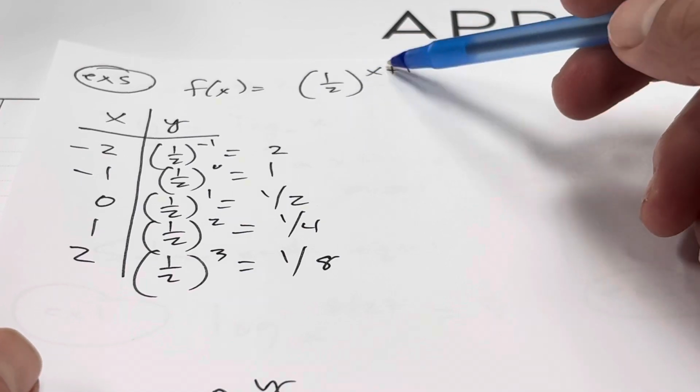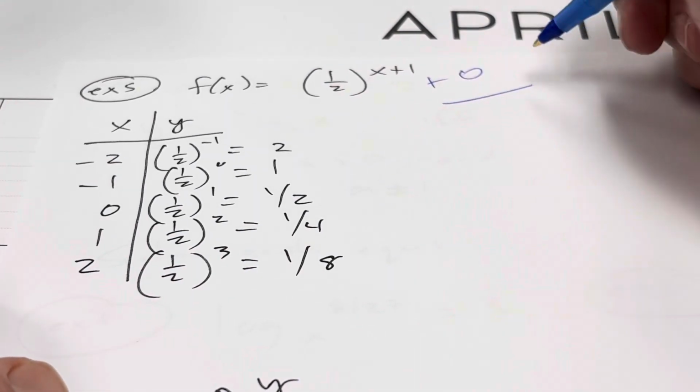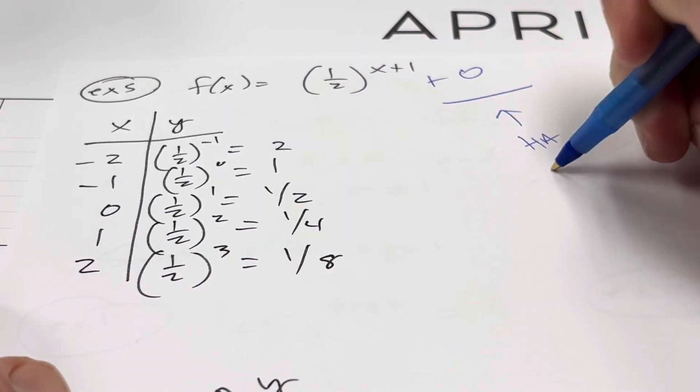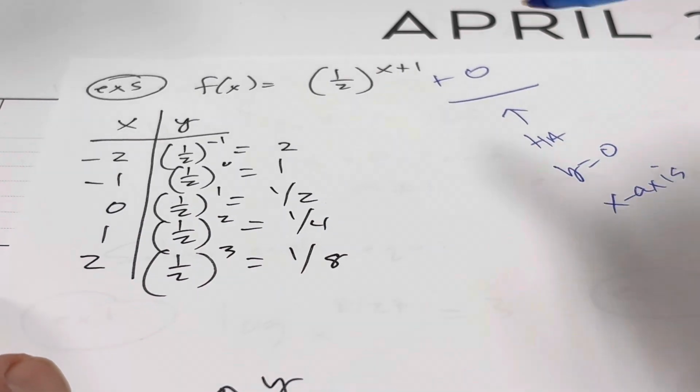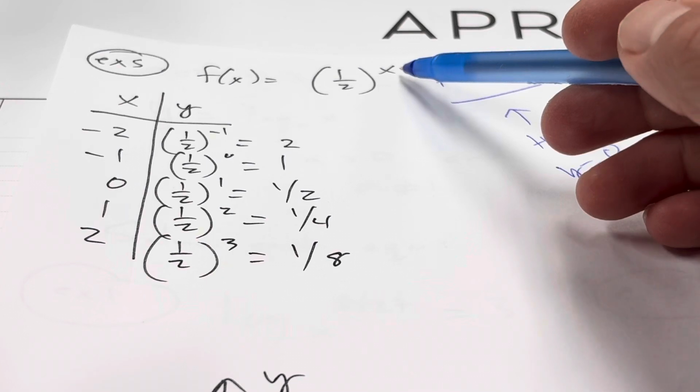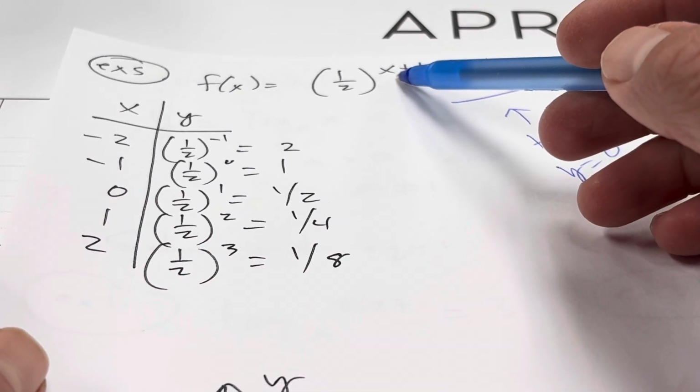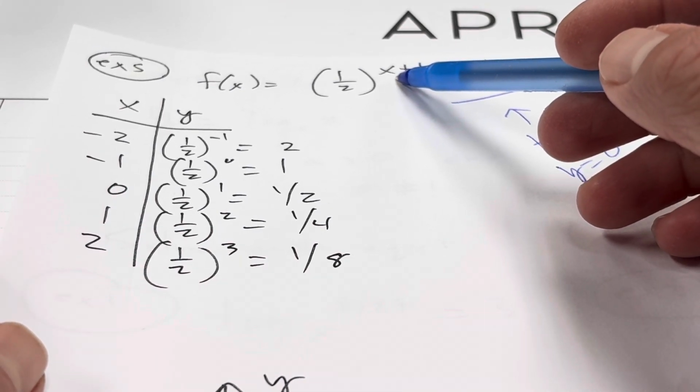All right, 1/2 to the x plus 1, so I got a plus 0. That would be my horizontal asymptote, y equals 0. y equals 0 is the x-axis. So I'm going to plug negative 2 in for x. That's fine. Negative 1, 0, 1, and 2.